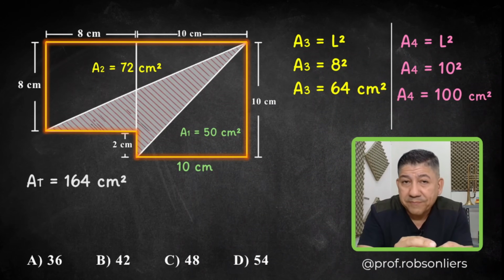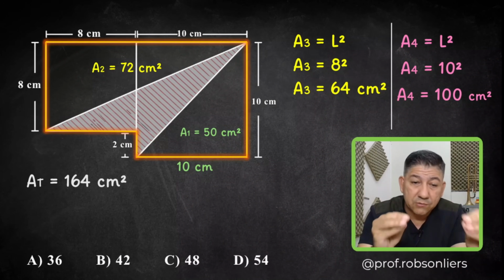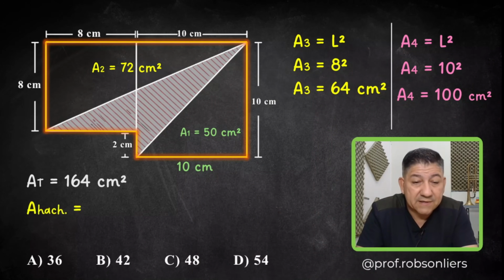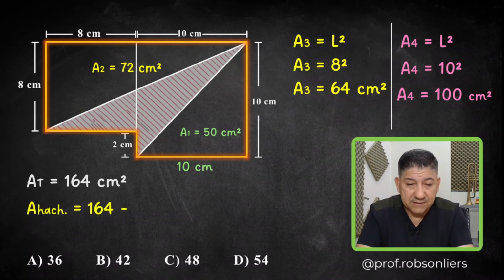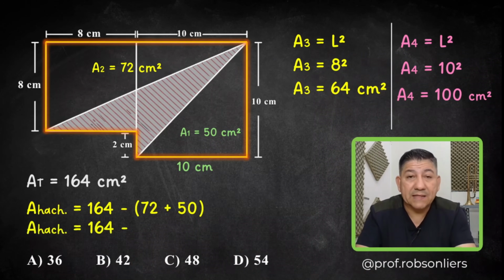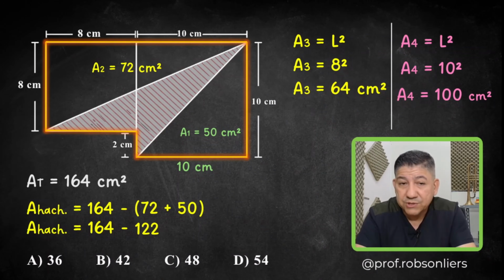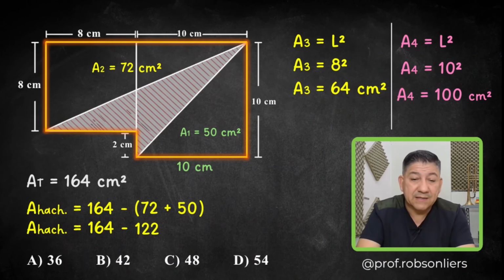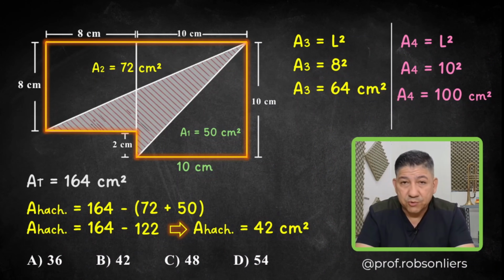Let's take this total area and subtract the areas of the two empty triangles. So, the shaded area will be equal to the total area, 164, minus the area of the two empty triangles, which is 72 plus 50. Solving this sum, 72 plus 50 is equal to 122. Solving this subtraction, 164 minus 122 is equal to 42. So we conclude that the shaded region of this figure is equal to 42 square centimeters, and we marked letter B, celebrated, and got the question right. See, it's not that hard, right?